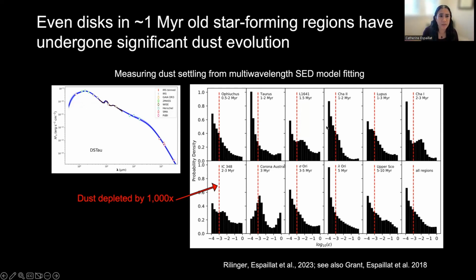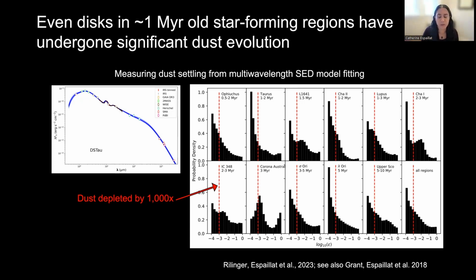The black histograms correspond to the measured amounts of dust settling in these disks. So we find that dust is depleted by factors of thousands in the disk atmosphere, and already this is for young systems, again ranging from 1 to 10 million years old. So this is indicating to us, when we look at the observations, that dust settling is well underway to high degrees by the protoplanetary disk stage. And since this is a precursor to planet formation, this is telling us that the conditions for planet formation are there. And it's even possible that planets form at an even earlier stage than protoplanetary disks.